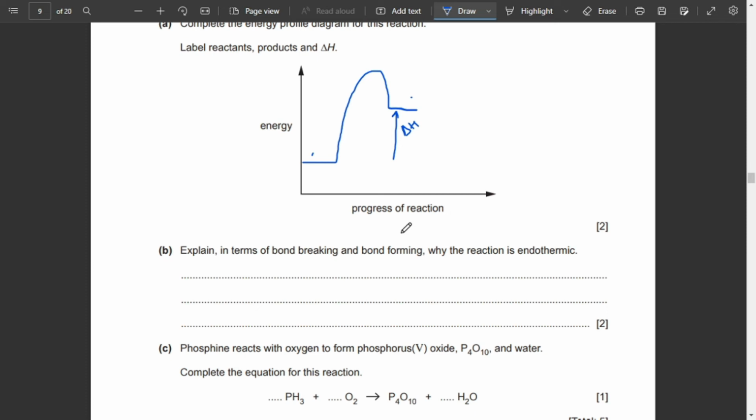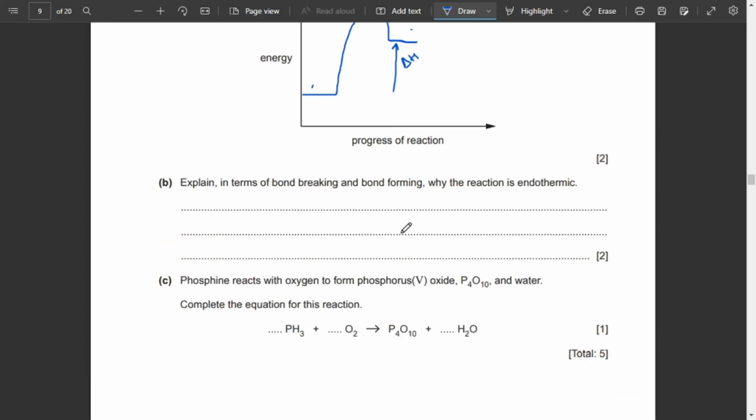Moving on to part B, explain in terms of bond breaking and bond forming why the reaction is endothermic. The reaction is endothermic because bond breaking is endothermic, and however bond making is exothermic. That means more bonds are broken than made, or we can say more energy is absorbed than it is released. In both ways it is correct.